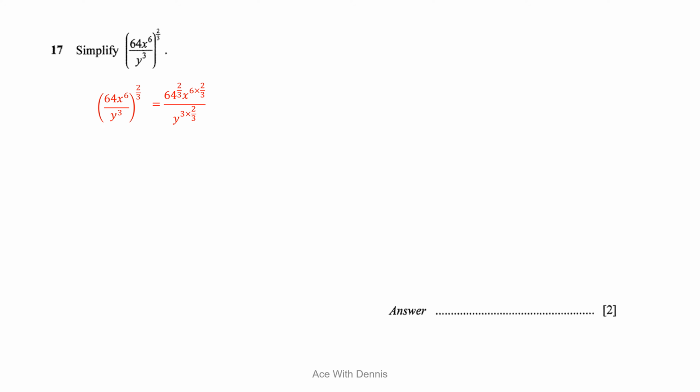So it will be 64 to the power of 2/3 times x to the power of 6 times 2/3 over y to the power of 3 times 2/3, which means it is the cube root of 64 squared times x⁴ over y², and we'll get 16x⁴ over y². Hence, 16x⁴ over y² is the answer.